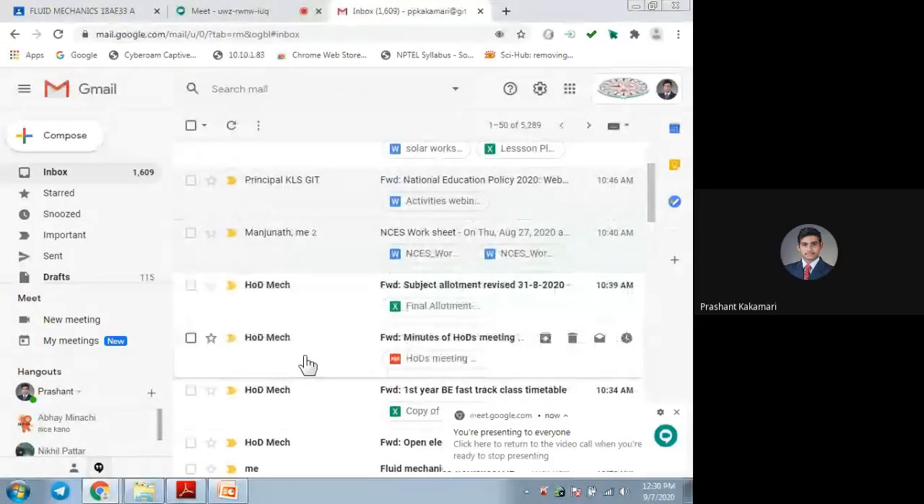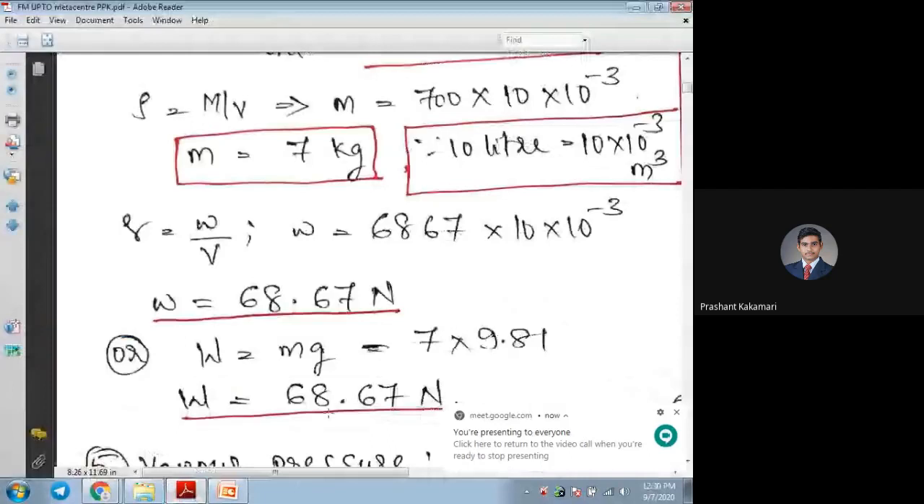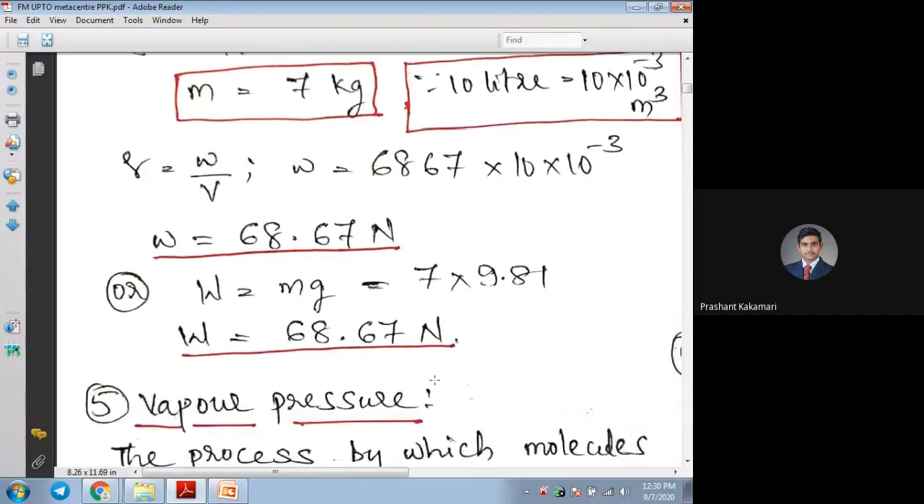68.67 newtons. 68.67 newtons. Say one more thing. Here Newton is written because it is weight, not the mass. That's why if you convert kg into Newton, that will also become weight only. So what I'll do here is one more method. I'll take 7 kgs, and multiply by 9.81. One and the same. Or else you can multiply this specific weight into volume. Okay, I hope this point is clear.